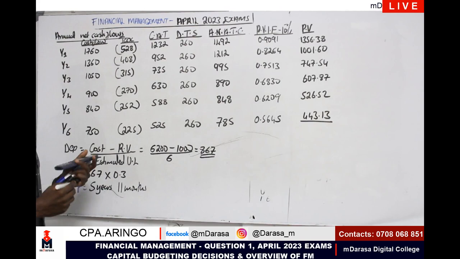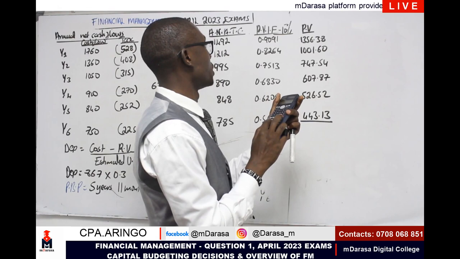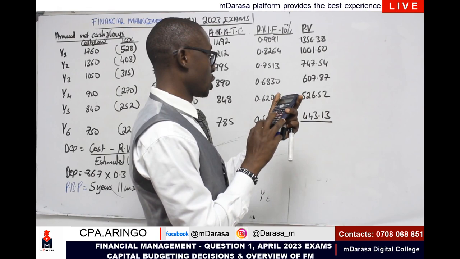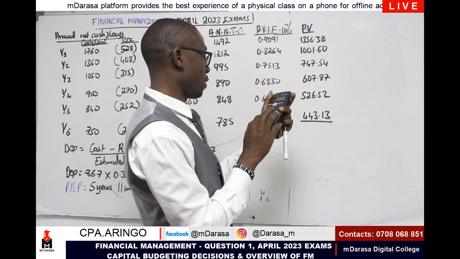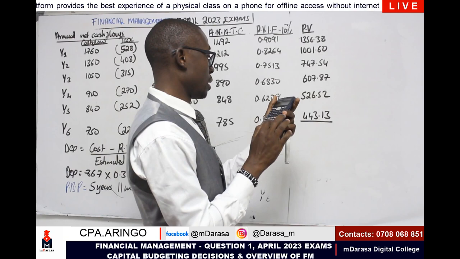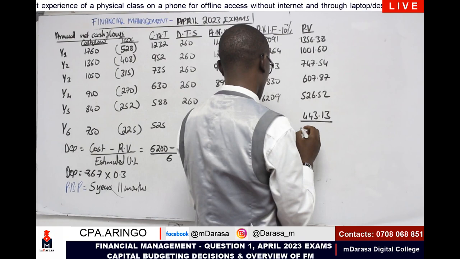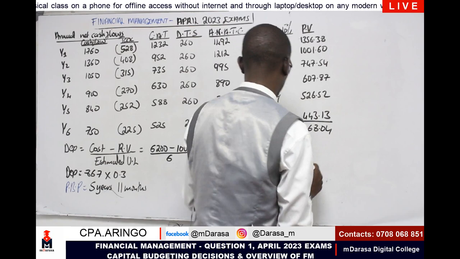The total, therefore, I'm having 1356.38. We're going to take 1001.60. We're going to take 747.54. We're going to take 607.87. We're going to take 526.52 plus 443.13. So therefore, I can see that my present value is 4683.04. What about our initial cost?